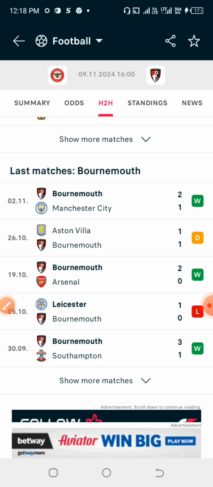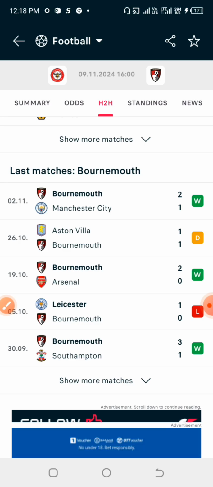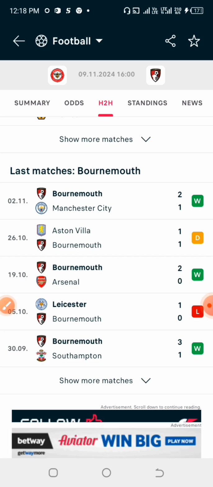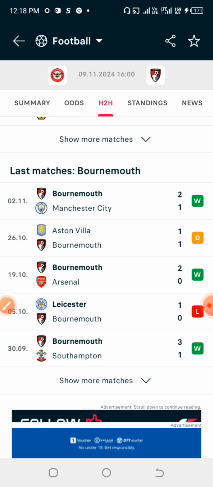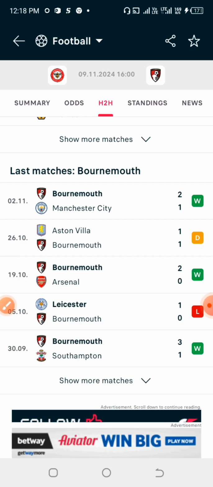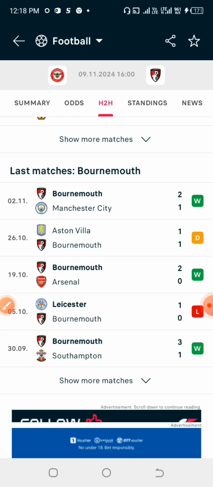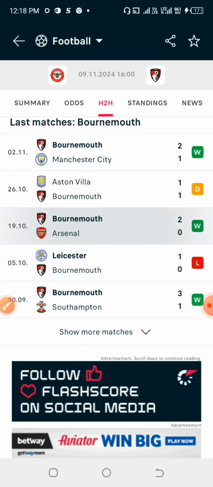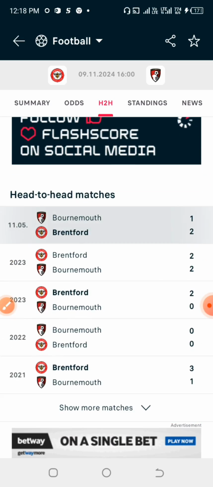So adding 23, the total corners that the home team had in their last two games, with 29 that the away team had in their last two games, let us quickly do the calculation. Alright, so we currently have 52 as the total corners that both teams had in their last two games against other opponents.